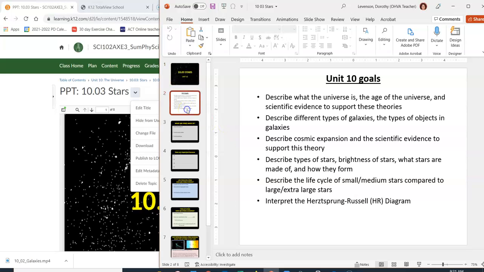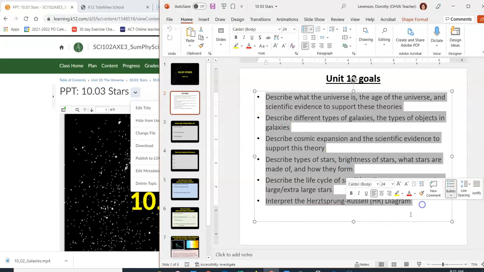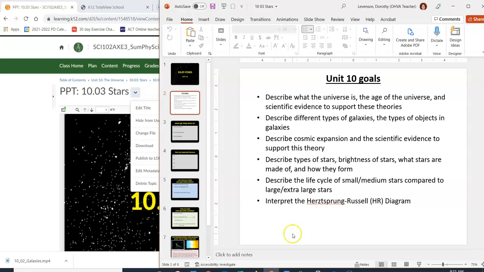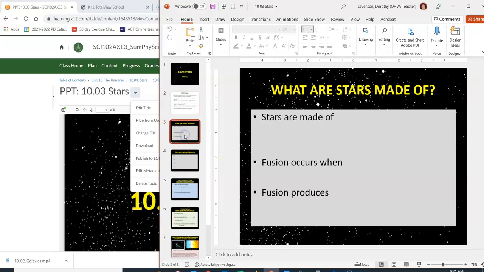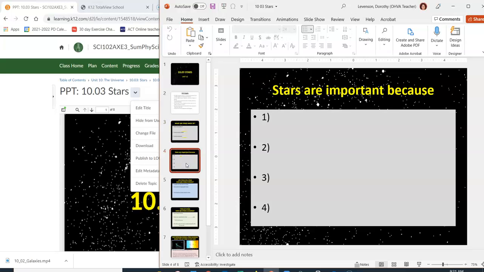As you go through Lesson 10.03, make sure that you are reviewing the goals. By the end of Lesson 10.03, you should have covered all of the goals on this slide. You did some in 10.01, some in 10.02, and the rest in 10.03. As you go through the lesson, you should be taking some notes on what stars are made of.